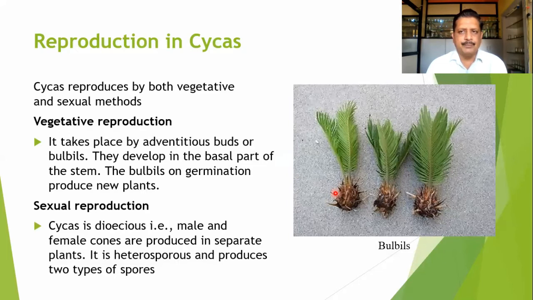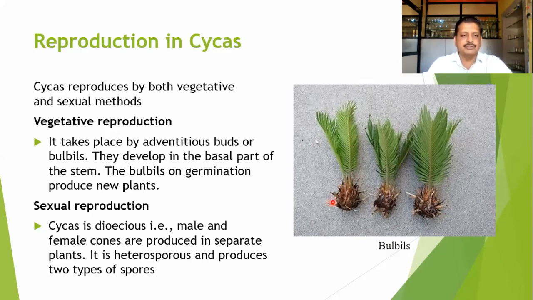When we talk about reproduction in Cycas, it can reproduce in two ways: vegetative reproduction as well as sexual reproduction. Vegetative reproduction takes place with the help of adventitious buds, or we can say bulbils. These adventitious buds are normally present at the base of the Cycas stem. This helps in the regeneration of new plants from these bulbils. Here you can observe these are the bulbils which can germinate into a new plant.